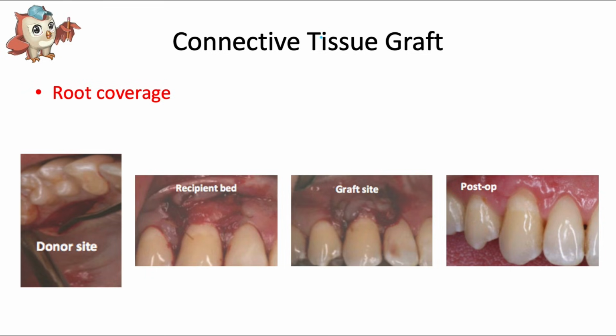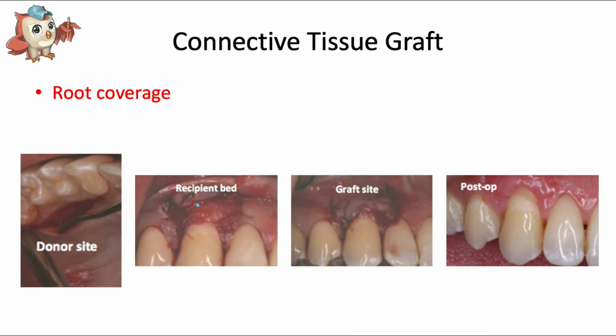And lastly, we have a connective tissue graft, which is used to improve root coverage for recession defects. The donor site is once again usually the posterior hard palate, but this time you only harvest the inner subepithelial tissue. So literally just the lamina propria. So it's a lot less painful for the patient during healing.